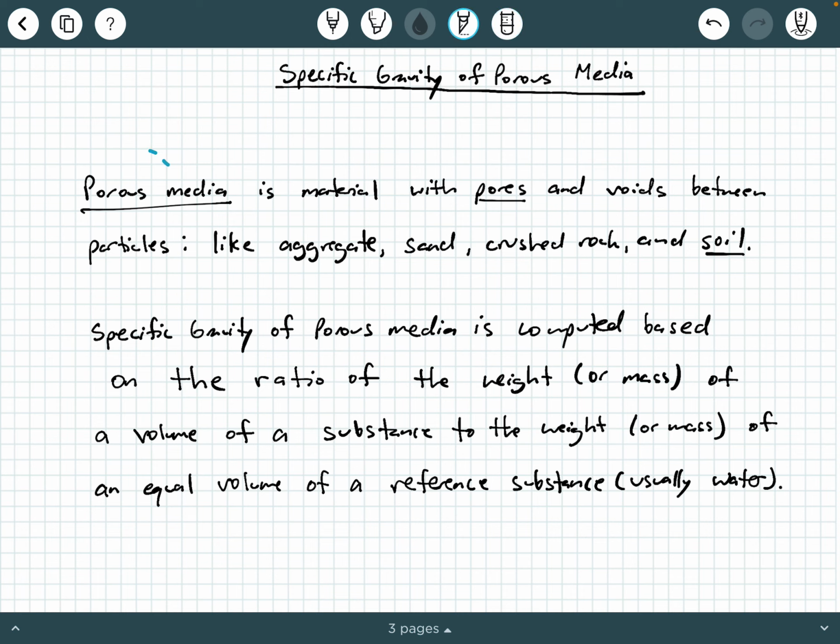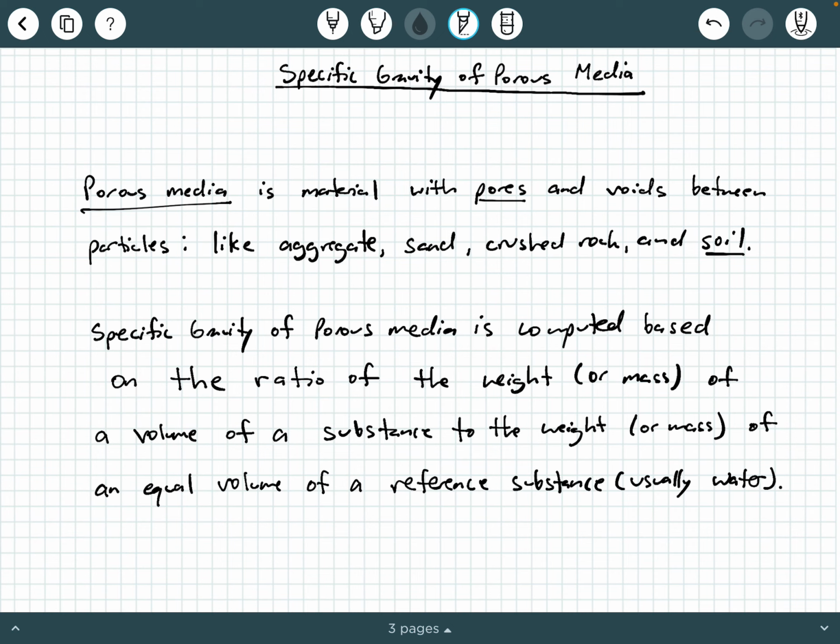First, what is porous media? Well, porous media is simply material with pores and voids between solid particles. So anytime you hear the word porous media, you're thinking of material that has pores or dimples and voids between solid particles. So we think of things like aggregates, sand, crushed rock, and soil.